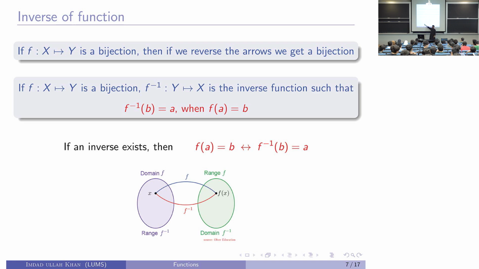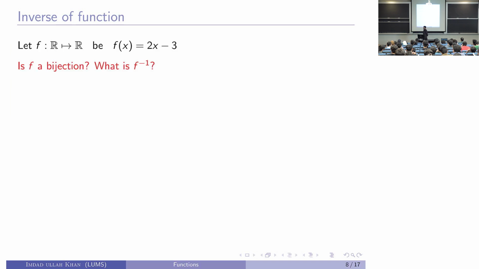This is the codomain of f inverse or the range of f inverse, because if f is a bijection, f inverse will always be a bijection. And if x is mapped to y, then y will be mapped to x, okay, under f inverse. Make sense? Okay. So let's do a few examples and maybe a practice problem.